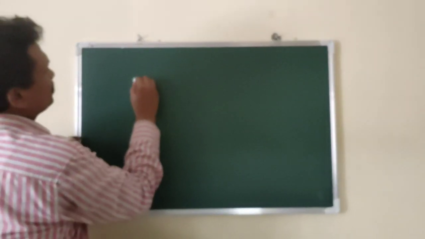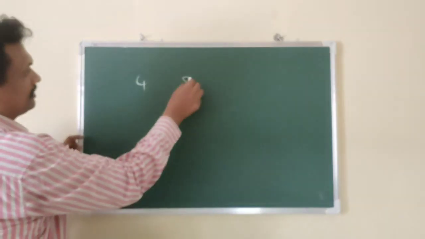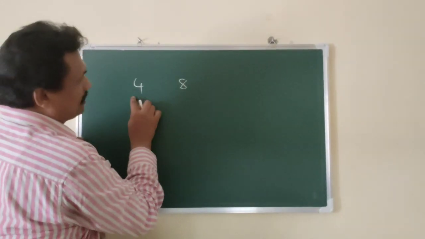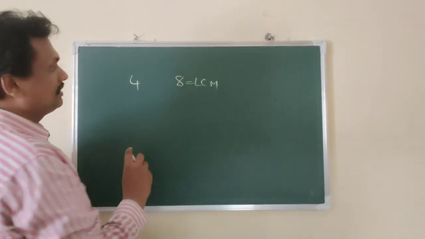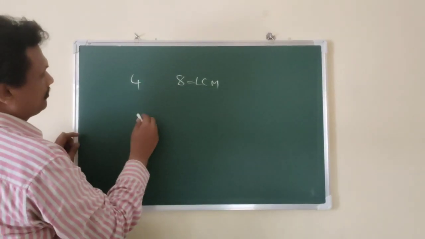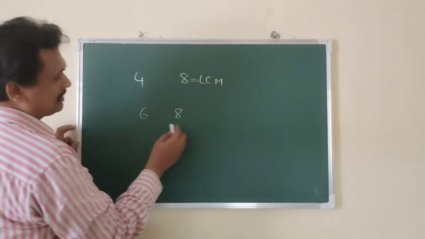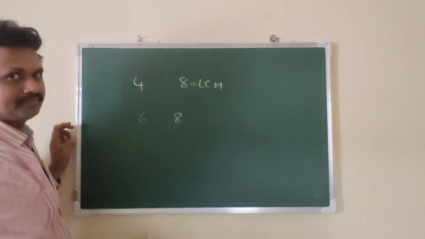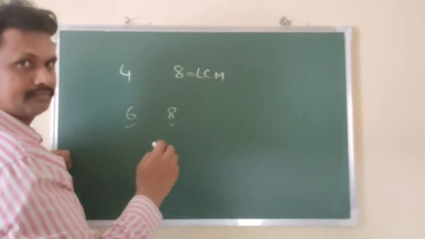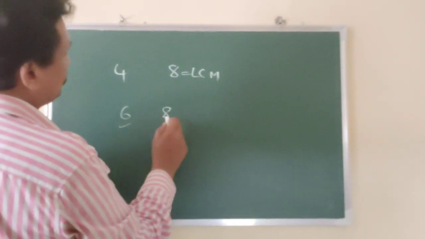Suppose the denominators are 4 and 8. Then the big number is divided by the small number, so the big number is the LCM. That's all. In case it is not dividing, suppose you have 6 and 8. 8 is not divisible by 6. At that time, take double of 8.